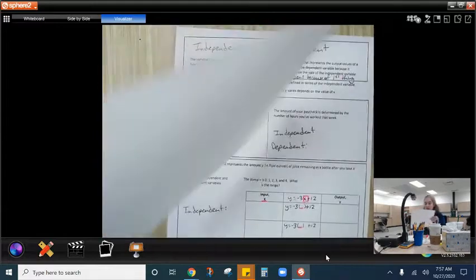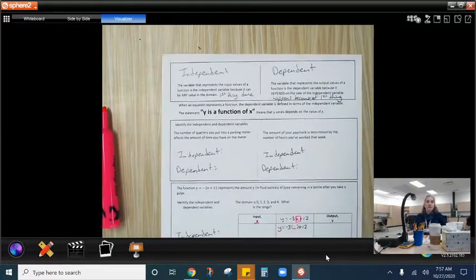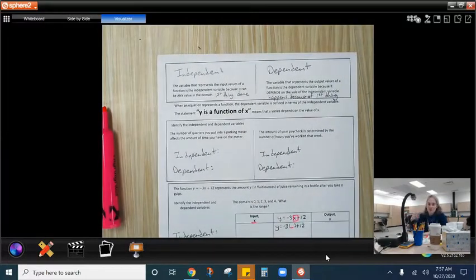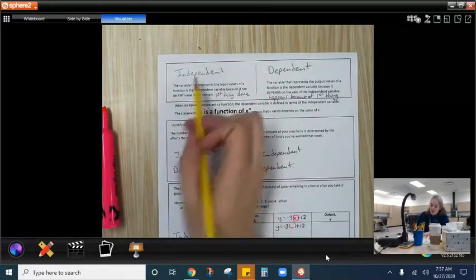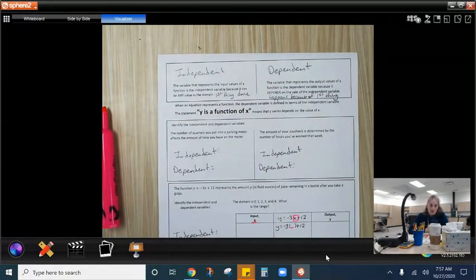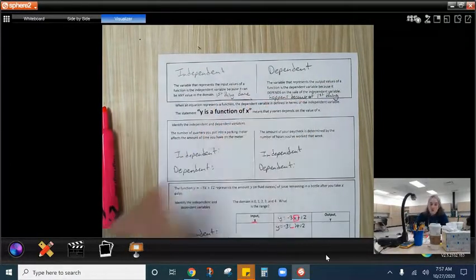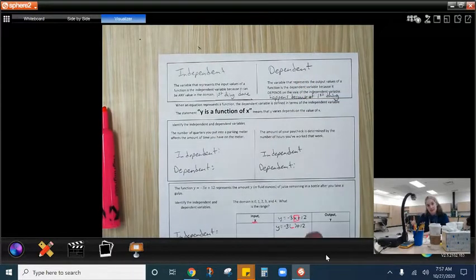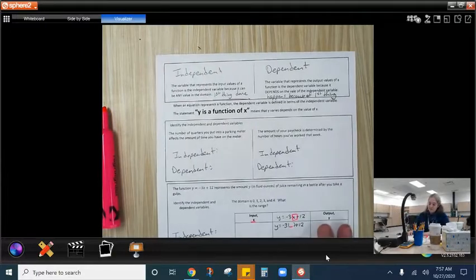All right, our last page, independent and dependent variables. I know you guys know this from science, at least a little bit. So the independent represents the input values. When you're in a word problem, it's the first thing that you do, okay? It's the first thing that you do. And then dependent is whatever happens because of the first thing, right? It depends on the first thing.